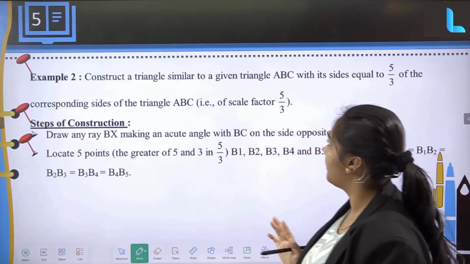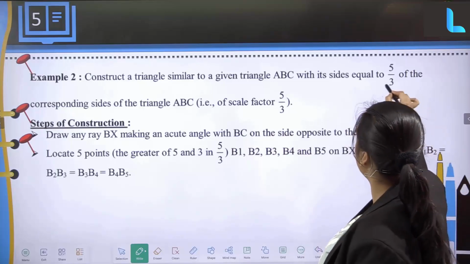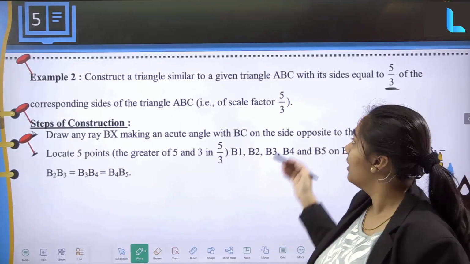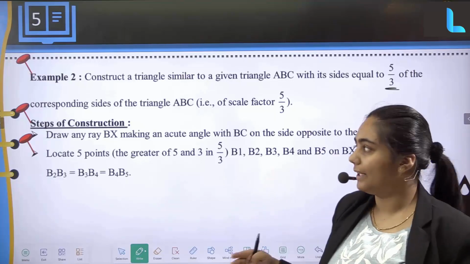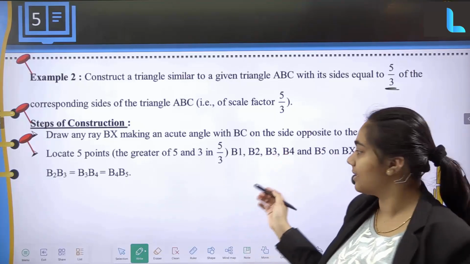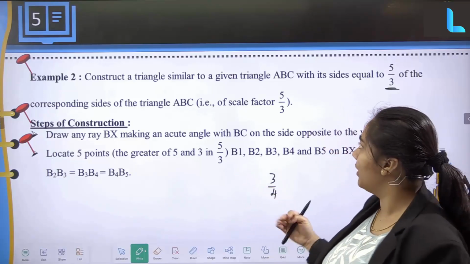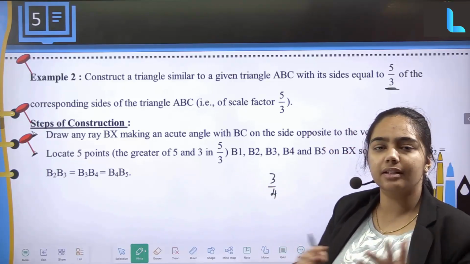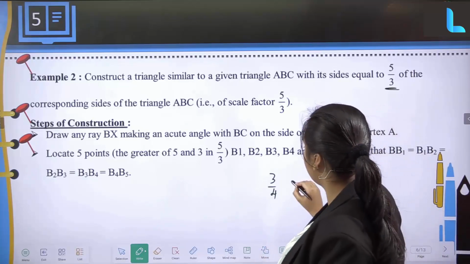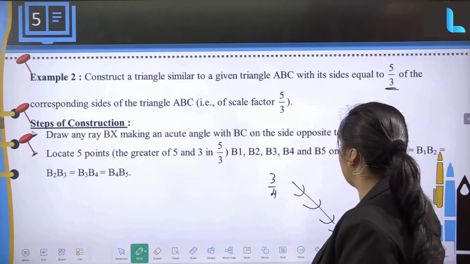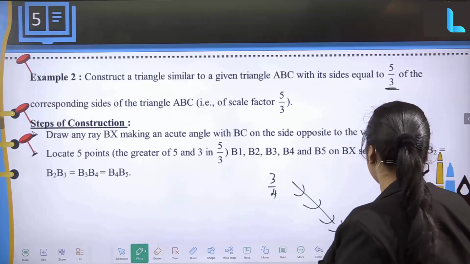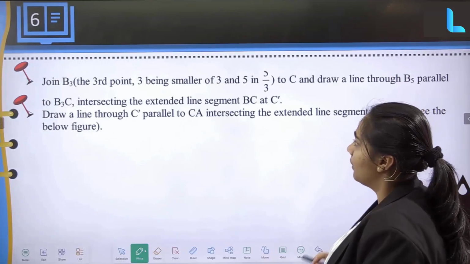Next thing, construct a triangle similar to a triangle with sides equal to 5 upon 3. See, in the previous one we just saw constructing 3 upon 4. So over here it is going to be 5 upon 3. Be it whatever, first consider the longest side. That is, see, first draw these 5 arcs. Once you do that, then it is going to be easy for you. Right.